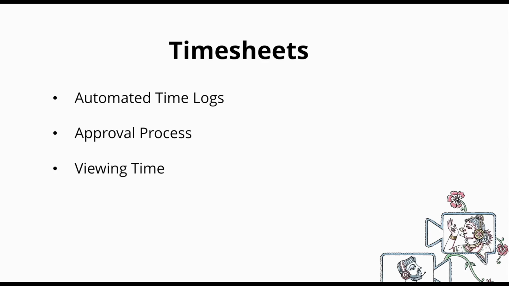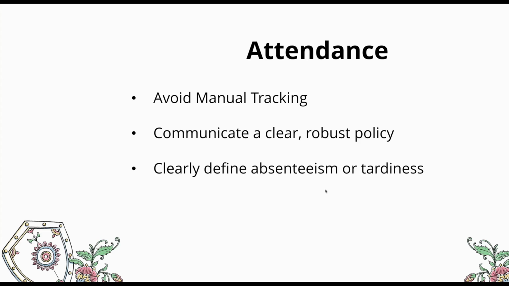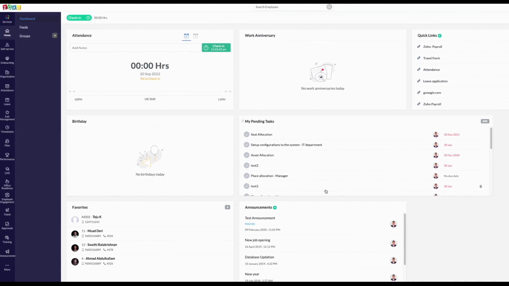So I want to flip back to the left here and conclude the timesheets portion of the presentation. Again, we looked at automated time logs. We looked at the approval processes and different ways we can view our timesheet. Now we'll take a look at the attendance and how we avoid manual tracking on attendance. Again, communicating a clear, robust policy and defining absenteeism or tardiness. So let's go ahead and take a look at these functions.